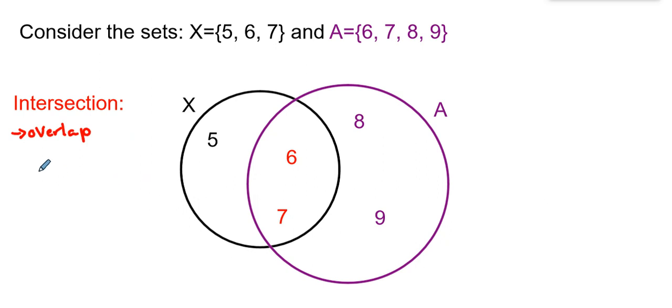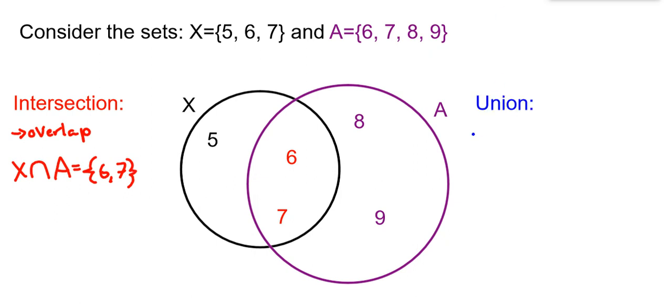So in this case, we could write it out like this. We could say that an intersection is an upside down U. So the intersection of X and A is equal to the set 6, 7. And that is the intersection. The intersection represents the overlap, numbers that are in both X and A.